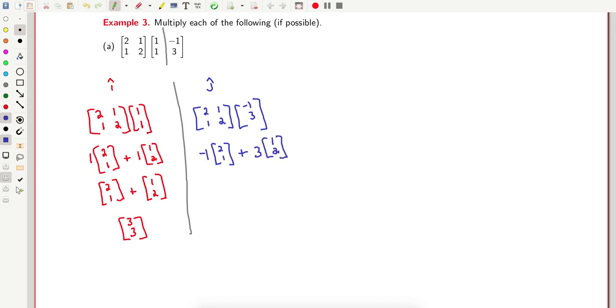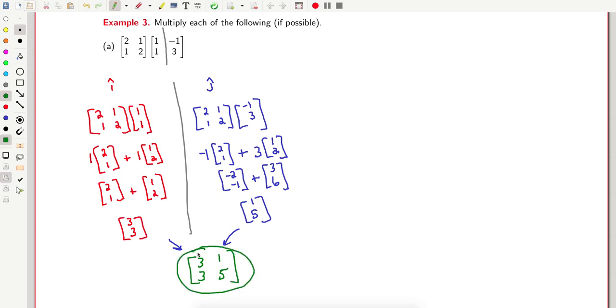And we get negative 1 times this column gives us negative 2, negative 1. Plus 3 times this column gives us 3, 6. And when we add these together, negative 2 plus 3 is 1. Negative 1 plus 6 is 5. And then we can merge these two back into one 2 by 2 matrix. So that'll give us that answer we saw earlier of 3, 3, 1, and 5.